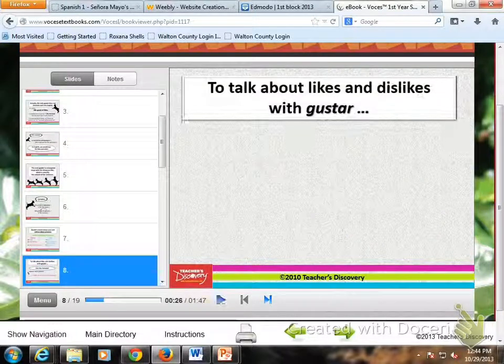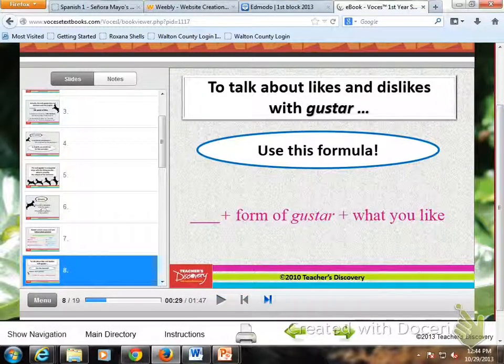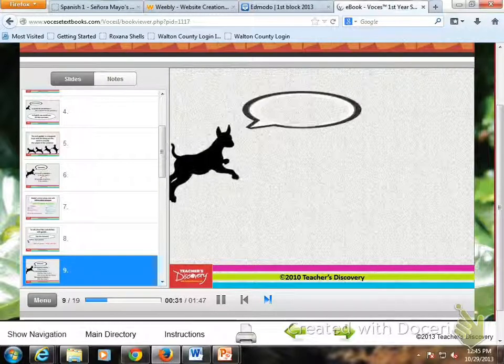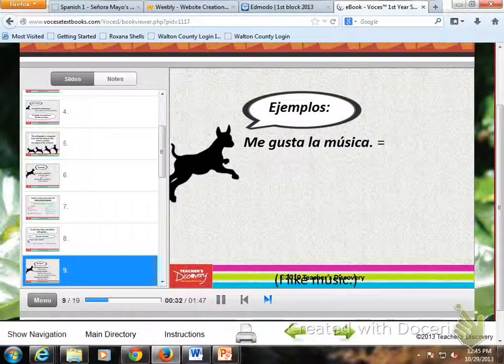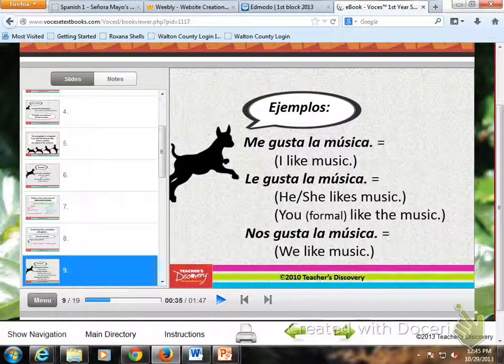Okay. So, to talk about likes and dislikes with gustar, you're going to put an indirect object pronoun at the very beginning, and then whatever form of gustar is going to agree with what you like. Not with the subject. If you like something that's singular, the gustar is going to be the singular form, and the plural form for plural things. So, me gusta la música would be me liking music. But if you look at these other two examples, it doesn't matter who likes music. It matters that gusta stays singular because music is just one singular thing that we like. Or that I like, or you like, or he, she likes, etc.